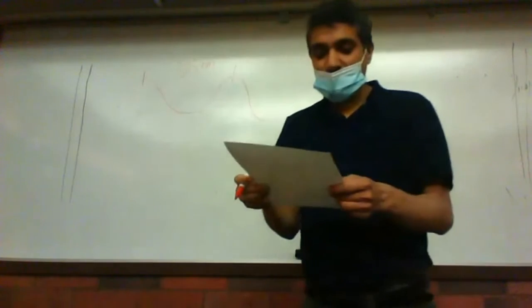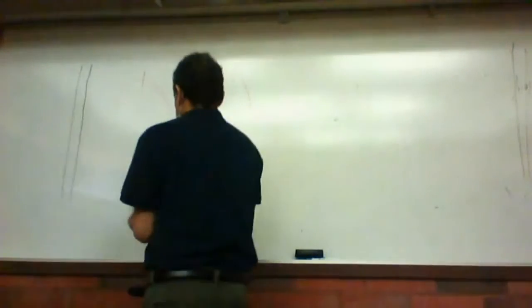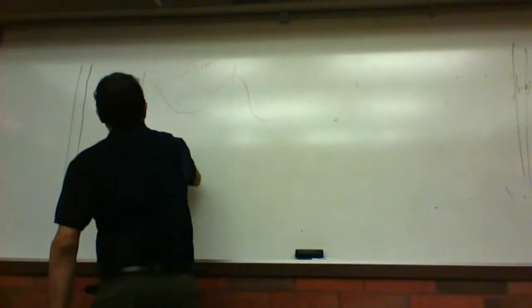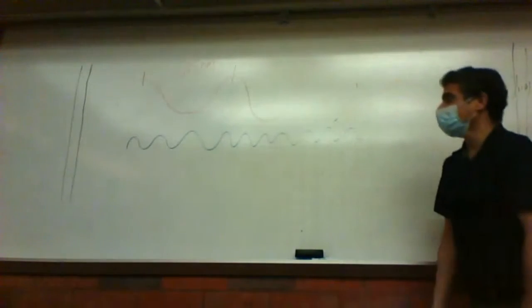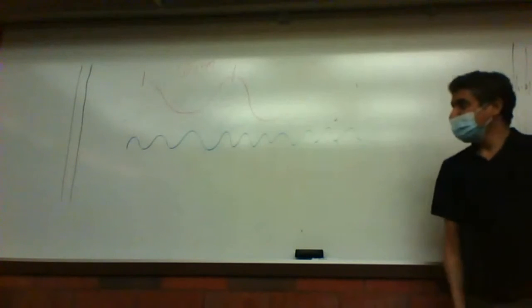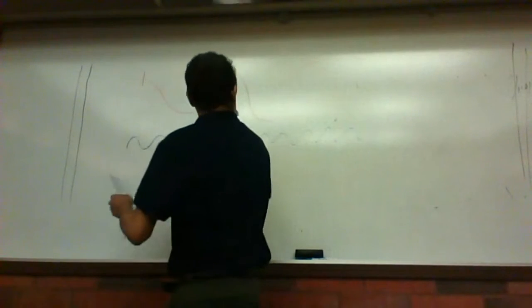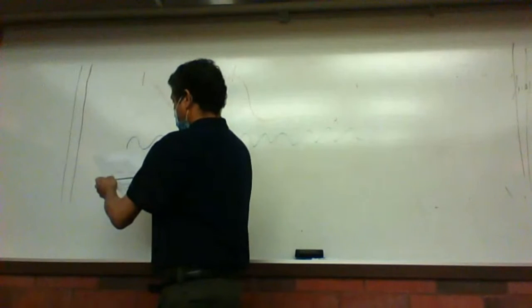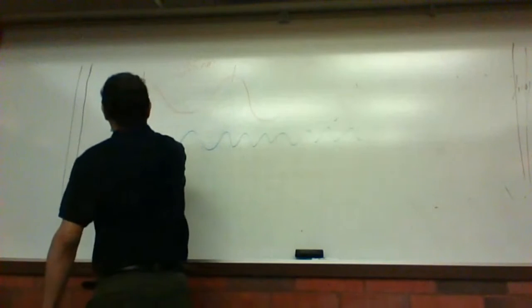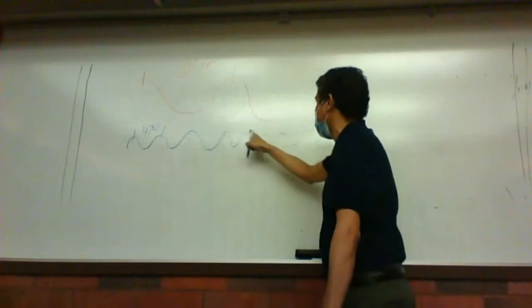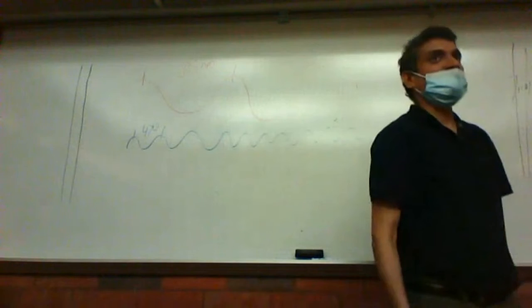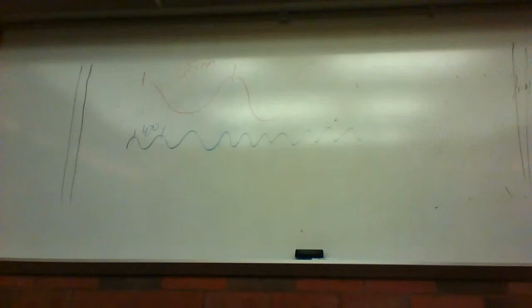Now, let's go all the way to the blue. Blue looks like this. Make sense? So what is the distance between peak to peak here? The blue light would be 470. From here to here, 470 nanometers. From here to here, 470. So the distance between the nearest two peaks is 470 nanometers. Make sense? So that's the wavelength.